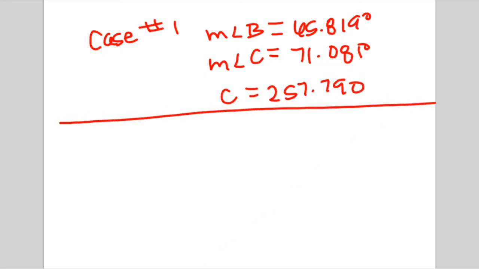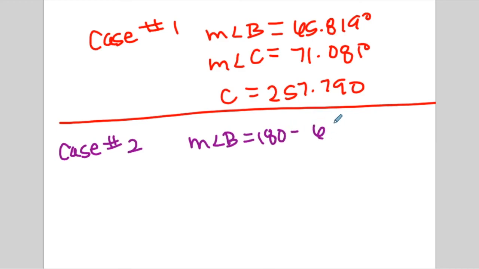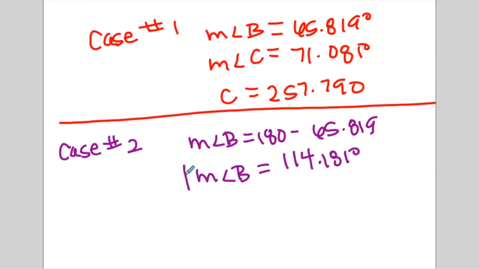Then we were on to case 2. We found our B by taking the supplement of this angle. So I'm just going to write that out. We had 180 minus 65.819. So my new measure for angle B was equal to 114.181 degrees. So this is my angle B.